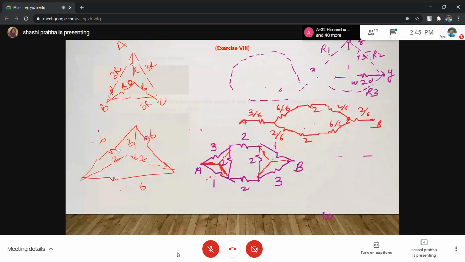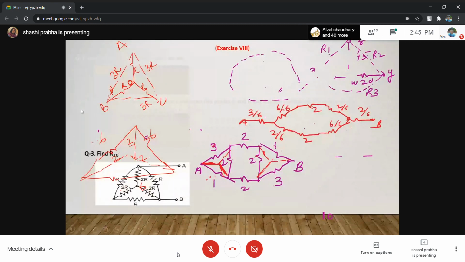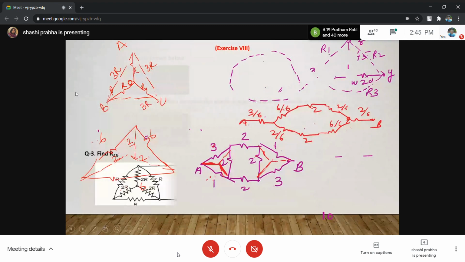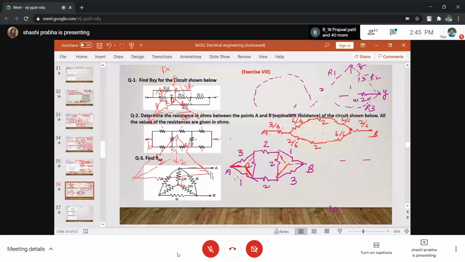numerical. ये हमारा न्यूमेरिकल ऐसे है. If you look at this numerical, ये वाला न्यूमेरिकल देखो, ये वाला न्यूमेरिकल 2R 2R 2R, तो इसको हम कन्वर्ट कर लेंगे 2R 2R 2R के स्टार को, then convert this into a delta.